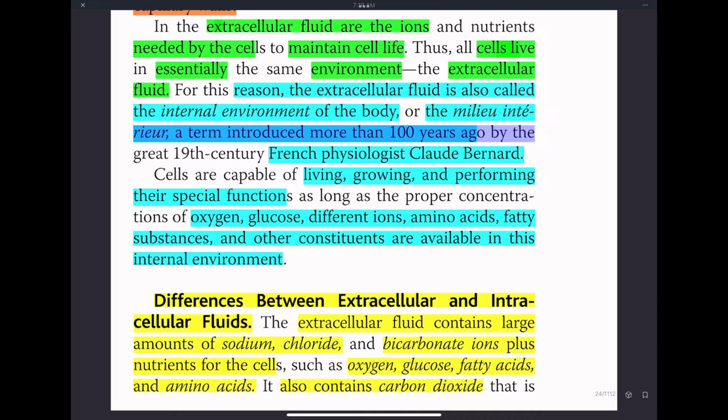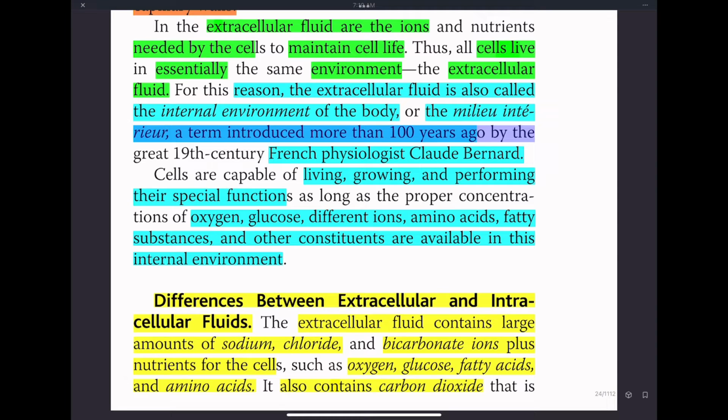Cells are capable of living, growing, and performing their special functions as long as the proper concentrations of oxygen, glucose, different ions, amino acids, fatty substances, and other constituents are available in this internal environment.